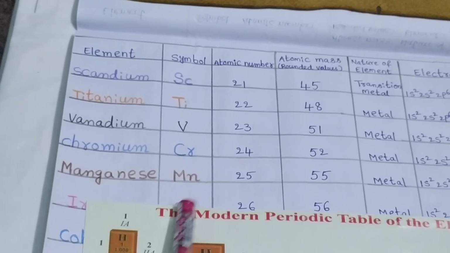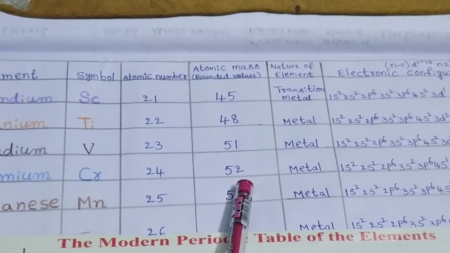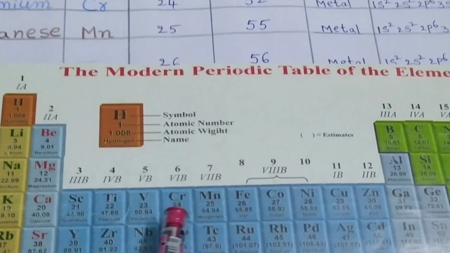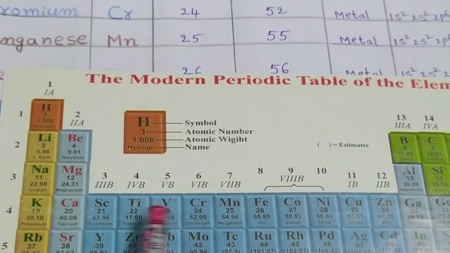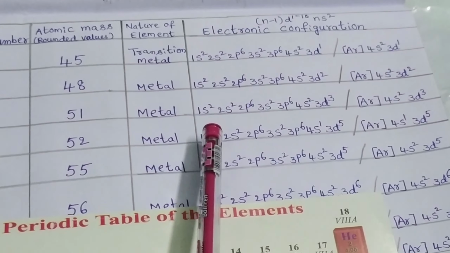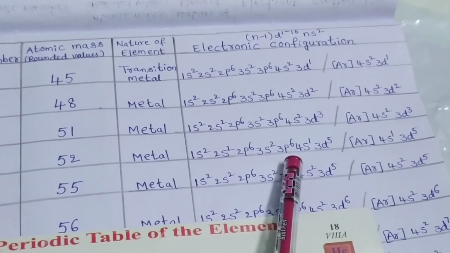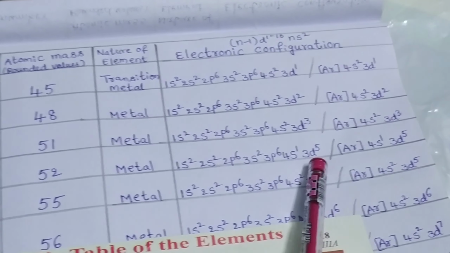Next element chromium. Symbol Cr and its atomic number 24. Atomic mass is 52 and it is an example for metal. When we observe in a modern periodic table, the position of chromium is the fourth element in the d block in the fourth period. So the electronic configuration can be written as 1s2, 2s2, 2p6, 3s2, 3p6. Actually, we can write down as 4s2, 3d4.